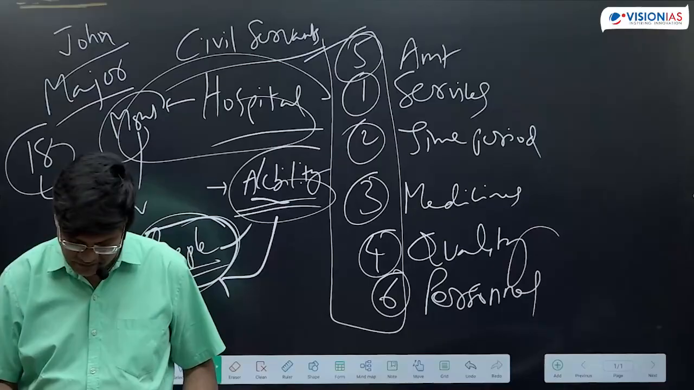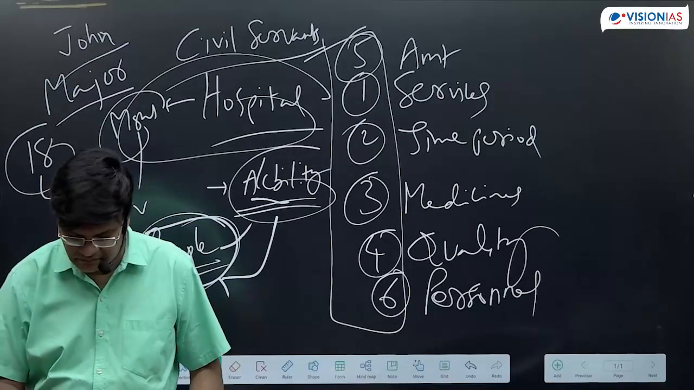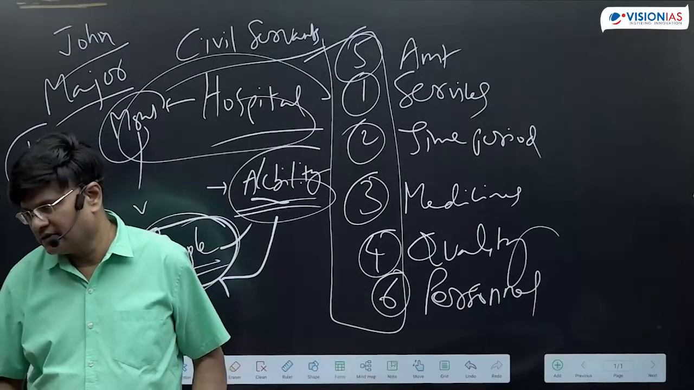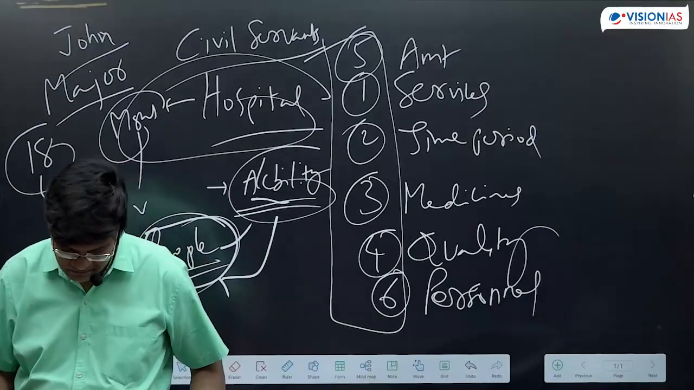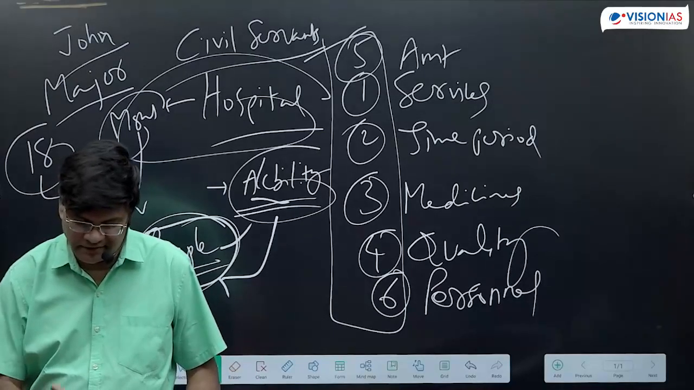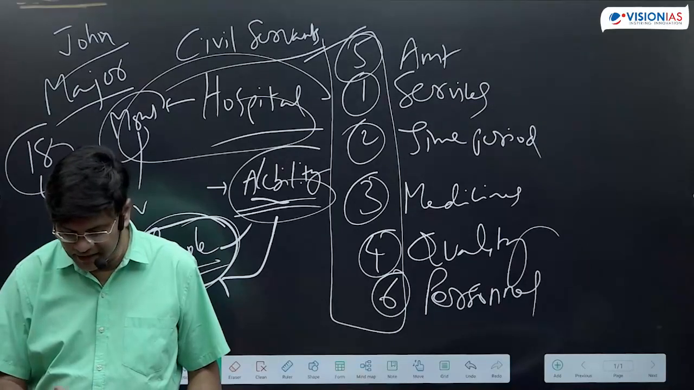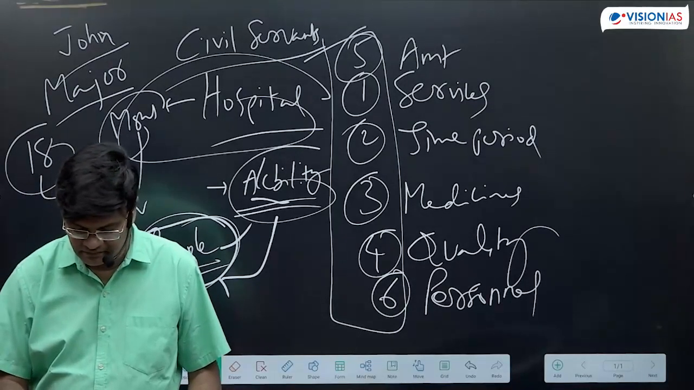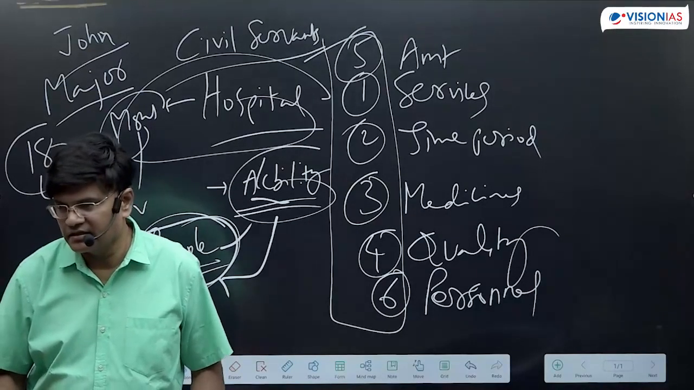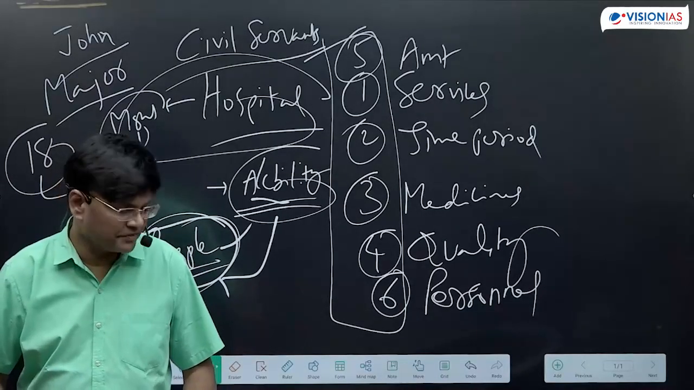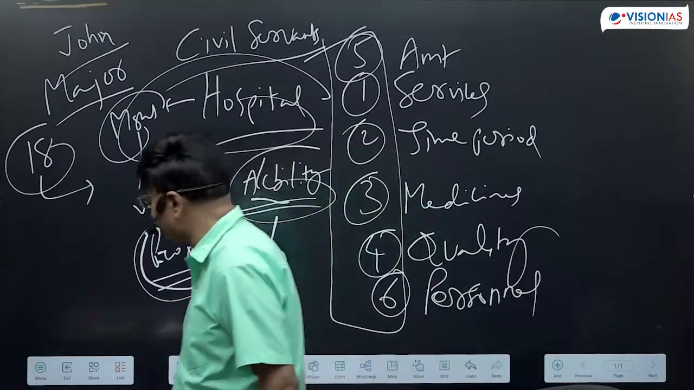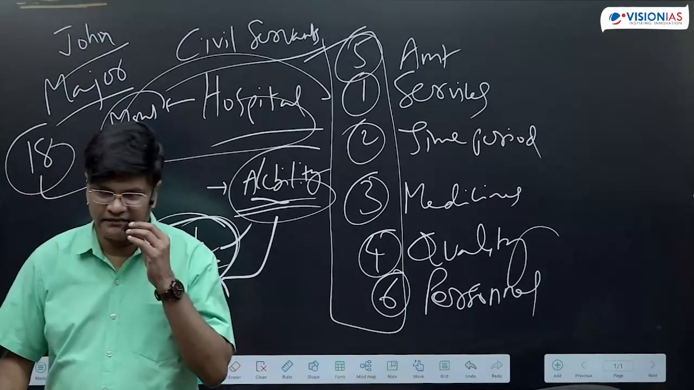Representative democracy, along with the colonial bureaucracy, meant that there is no scope for citizen participation in governance.